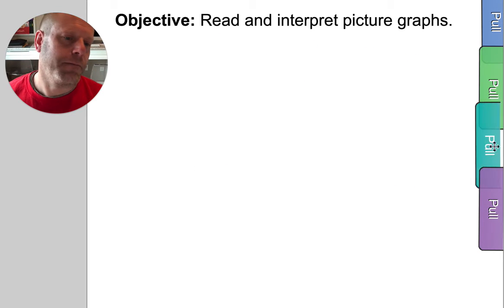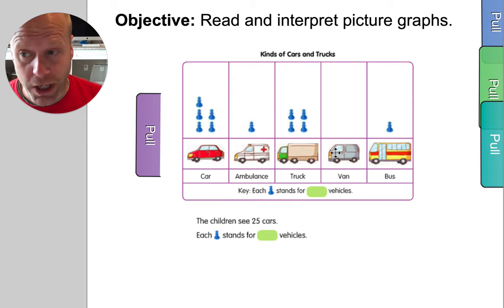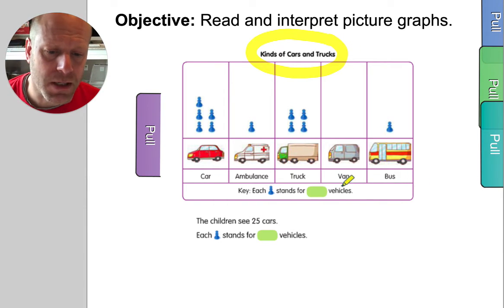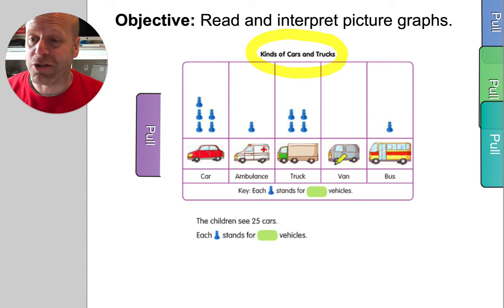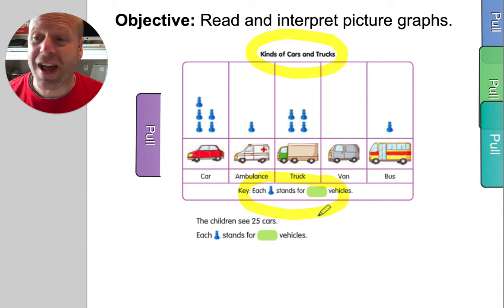All right. This is a tricky one because Mr. W said find the title. Check, did it. He said look at the different labels: bus, van, truck, ambulance, car. Okay, I know it's mostly about cars and trucks. And then the key is blank. Sometimes they're not going to tell you what the key is and they want you to try to figure it out. So for example, if you look at the cars, the children counted 25 cars. So somehow the cars have to be 25.